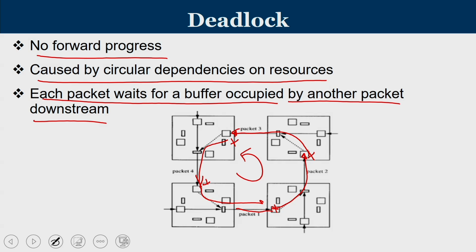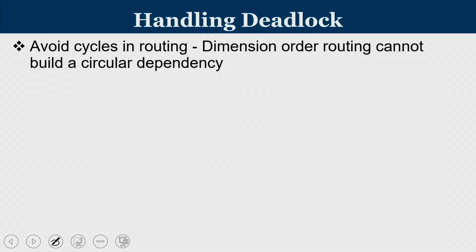This happens because a packet which is travelling in x direction trying to go to y direction, and some other packet travelling in y direction wanted to go to x direction. Like that, it forms a cycle. So, this kind of movements has to be broken. So, how are you going to handle deadlock? You have to avoid cycles in the routing.